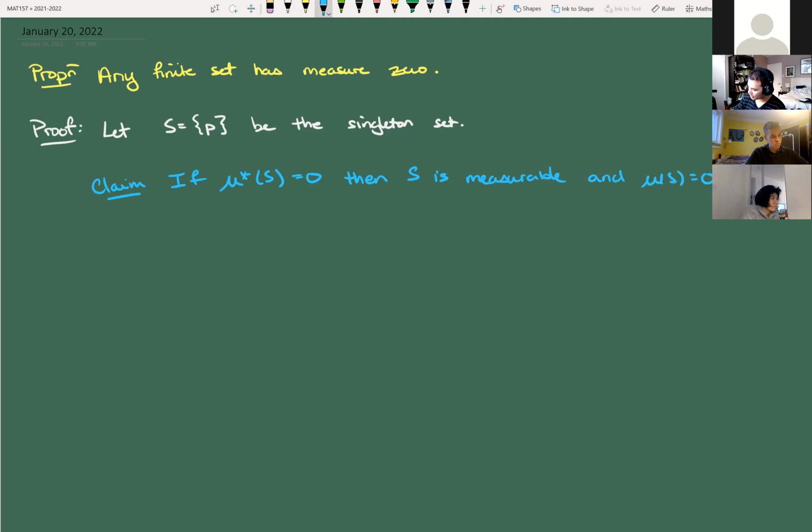Okay, so I'm not saying this for the singleton set, I'm saying, yeah, exactly. And I realize I need, okay, if I didn't state that, then I'm going to prove the claim first. And this is not for the singleton set, this is for any set. So for any set, if you show that the outer measure is 0, then S is measurable and its measure is 0. Okay, so the proof of that claim is pretty easy.